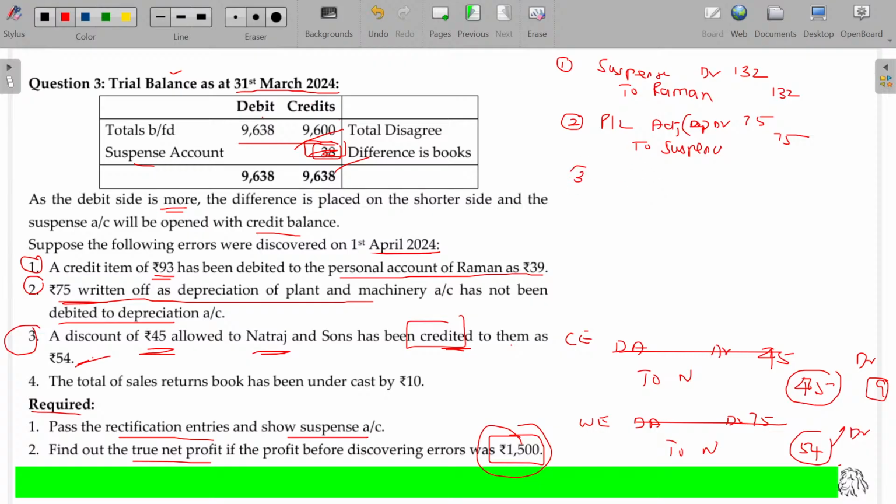So the third one: Natraj account debit, the value being 9. The other side is missing, named as suspense account. Value being 9.